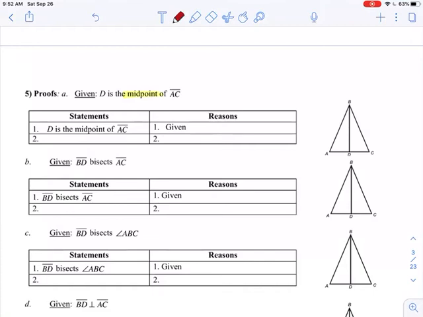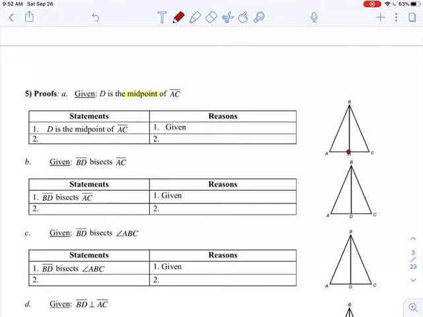So that becomes step 1. Step 1 says D is the midpoint of AC. How do I know that? Because I was told that. That's the given. Now from that statement, you're going to be able to come up with statement 2. Now, the interesting thing, I use the same exact picture for each of these, but I change the given each time, so you're going to see that the conclusion is going to be different.